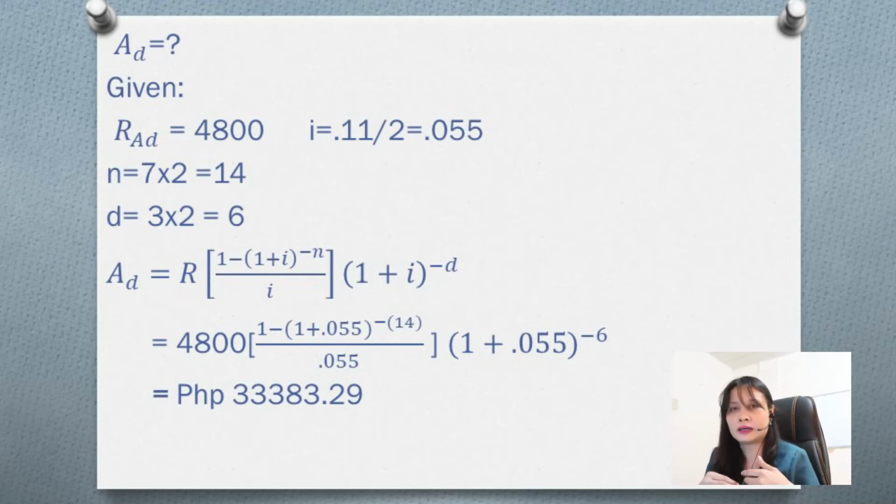And then the deferment period, because according to the problem, your first payment is done on the 4th year. So meaning meron kang deferment period from first year to the 3rd year. So 3 years na meron kang deferment period. So you do have 3 times 2. 3 years mong na-missed, may 3 years kang na-missed na hindi bayaran. So 3 times 2, you do have 6 missed payments. So your present value of a deferred annuity is 33,383.29. So that is your present value of a deferred annuity.